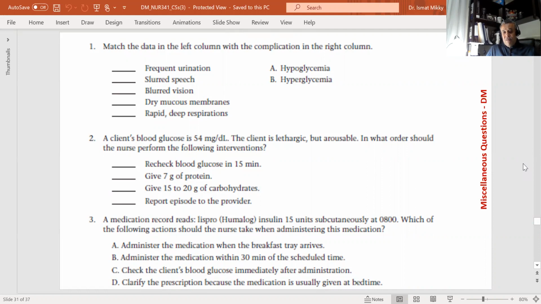Blood glucose 54, patient's lethargic but arousable. Now this is a ranking question, a priority question. First you would give 15 to 20 grams of carbs, then recheck blood glucose in 15 minutes, and then you will give 7 grams of protein, and then you report the episode to the PCP or the provider.